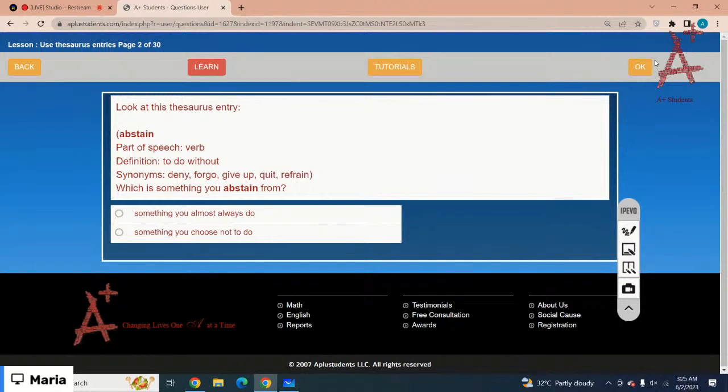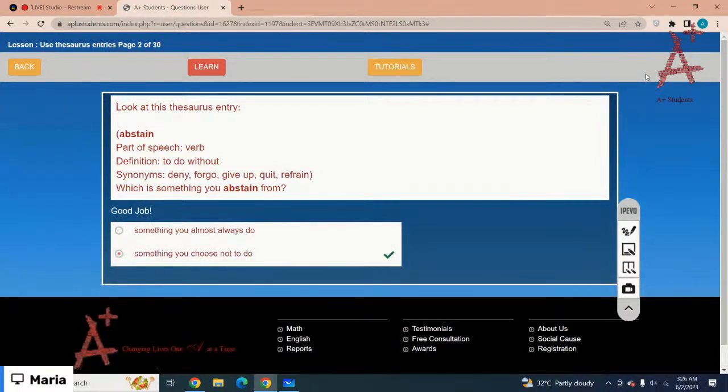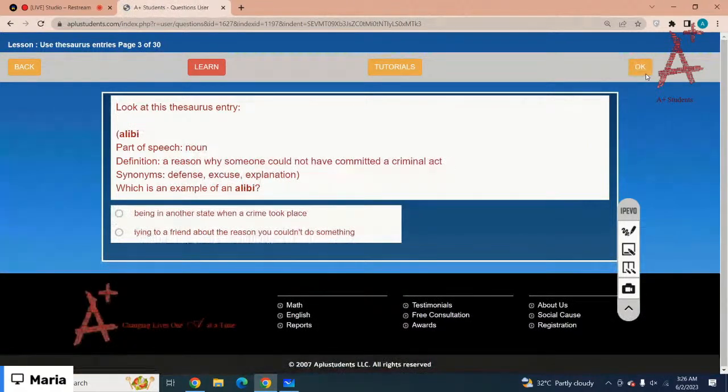Okay, here the thesaurus entry abstain means to do without. That would be the second option, something you choose not to do. Got it? Abstain means to do without, like you can survive without doing something, so it would be abstain. Got it? Very good. Okay, alibi, part of speech, it would be noun, a reason why someone could have committed a criminal act. Got it?